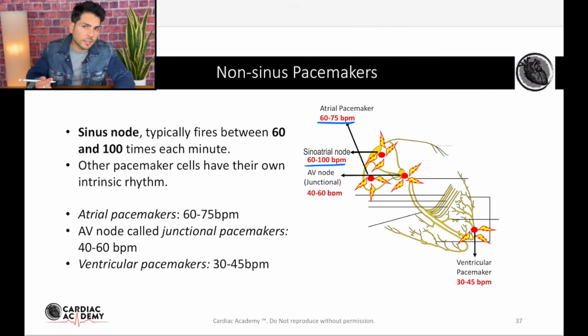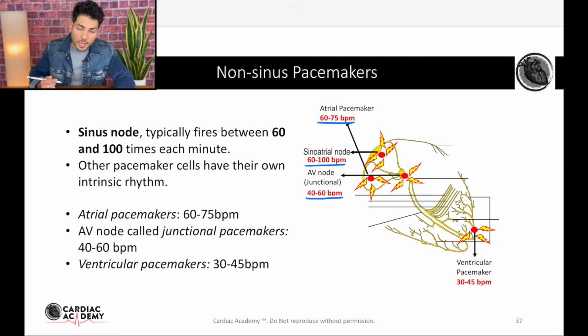Next one is the AV node. The AV node has an intrinsic heart rate of 40 to 60 beats per minute. And the thing that's going to give away that we're seeing a junctional escape rhythm or escape beat is that you won't see any P waves. Why? Because this depolarization is originating at the level of the AV node. So if it is at the level of the AV node, not at the atria, you won't see any P waves.